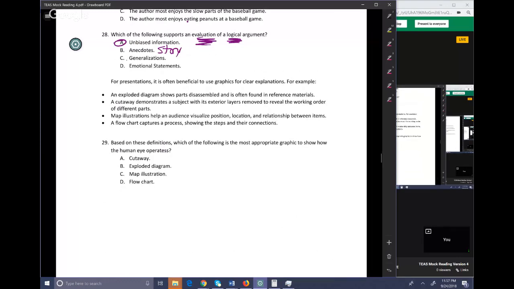This presentation's one. The thing that would help show a human eye would be a cutaway. You probably already knew that from anatomy and physiology without really having to rely on what you read about that.